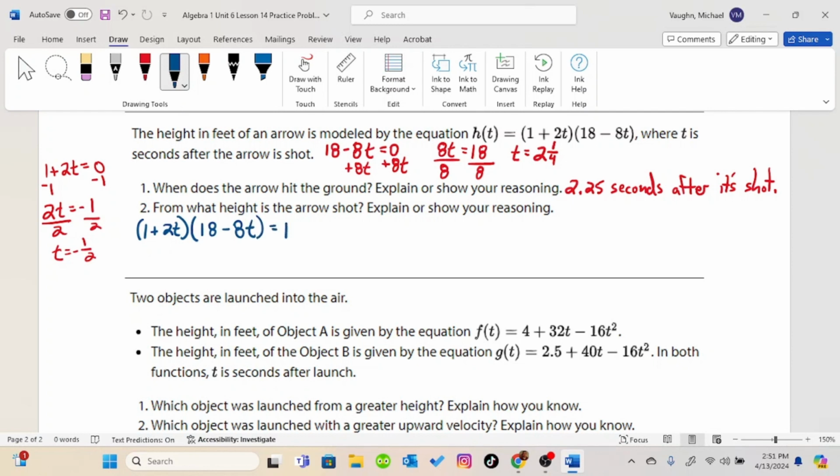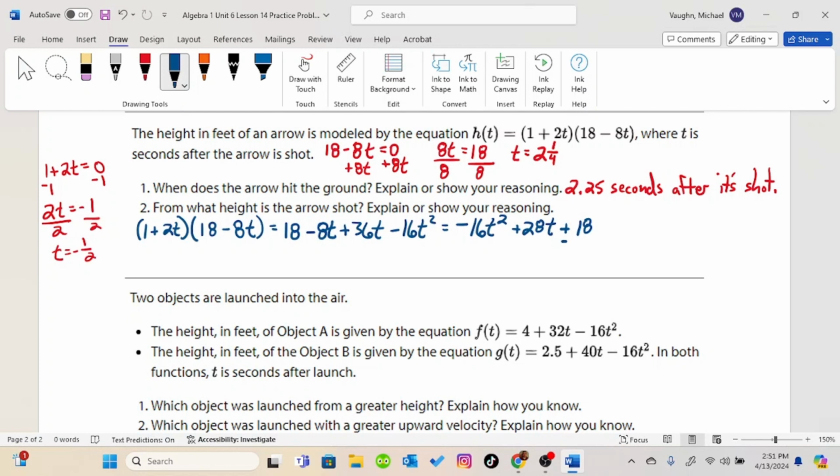1 times 18 is 18. 1 times negative 8t is negative 8t. 2t times 18 is 36t. And 2t times negative 8t is minus 16t squared. Now we combine the t terms, and we have negative 16t squared plus 28t plus 18.